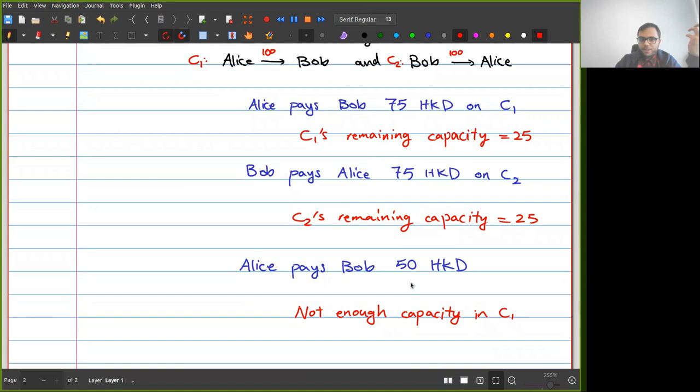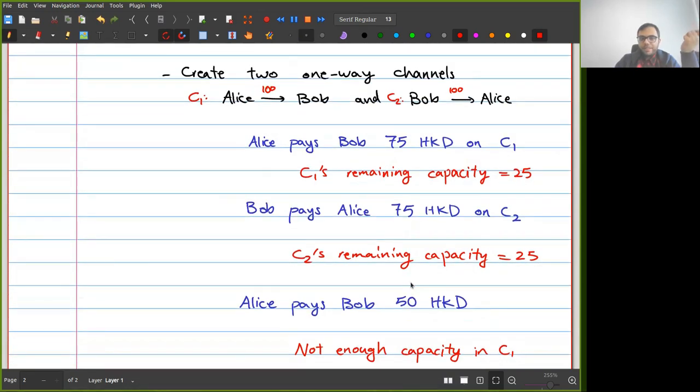But this is not how things are working here. We have two channels and every channel has a limited capacity. So the total amount that can go from Alice to Bob is at most 100. And the total amount that can go from Bob to Alice is also at most 100. It does not matter. They don't cancel each other out. So it's not just that the balance between Alice and Bob should be in some predetermined interval. It's that the sum of all the payments from Alice to Bob should be at most 100. And the sum of all the payments from Bob to Alice should be at most 100. So this is not ideal.